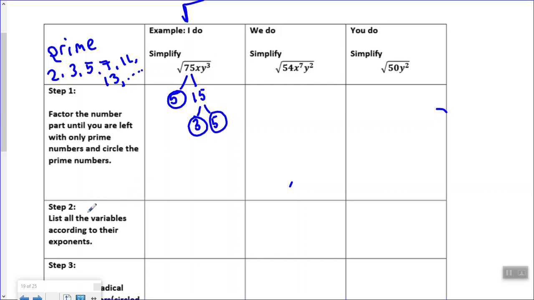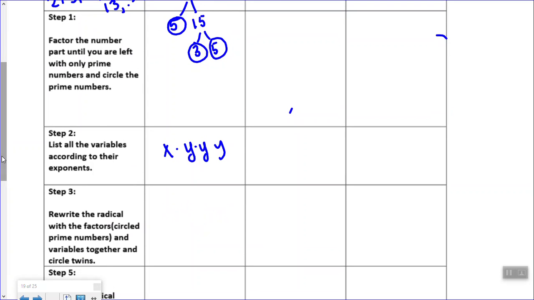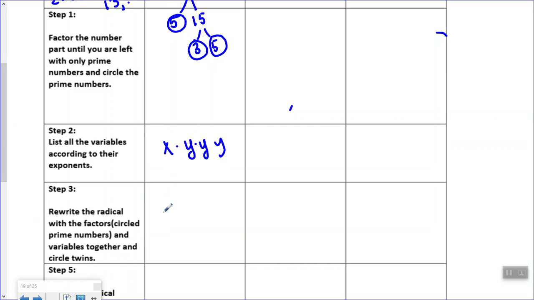So next step is to list all the variables according to their exponent. So you have x and y to the third power. So we have y times y times y. Now we have step 3, rewrite the radical with the factors, which are the circled prime numbers and variables together, and circle twins.